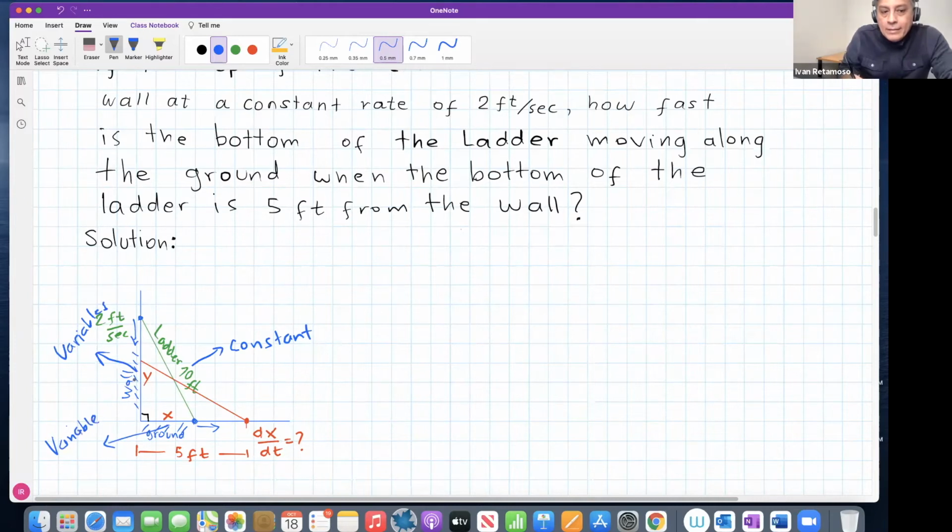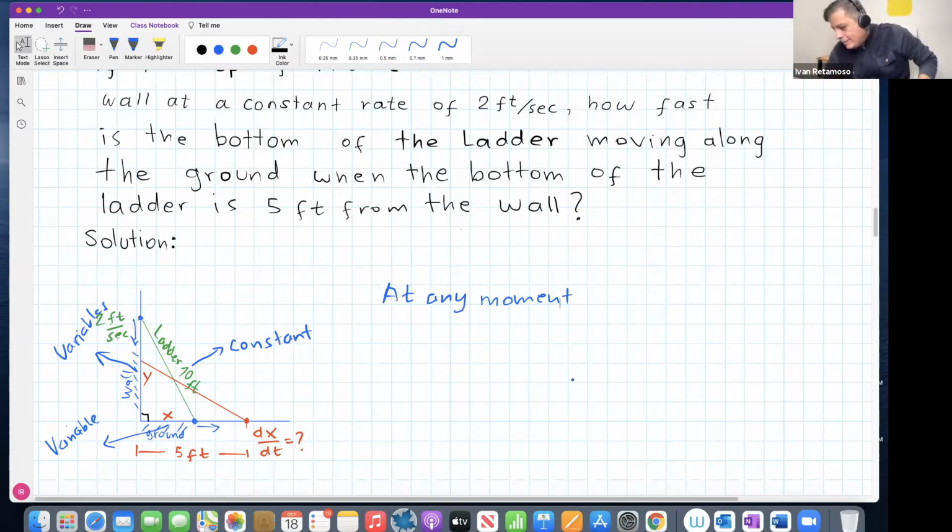All right, once you have identified your variables and your constants, then you go ahead and say, okay, at any moment, there is a relationship between X and Y, right? Can anybody tell us what is that relationship between X and Y, looking at this figure? Anyone in the chat? There is a relationship between X and Y and the length of the ladder, 10, at any moment. See in the chat? Marcos, yeah, you got it. Yeah, you may have Miguel also, right?